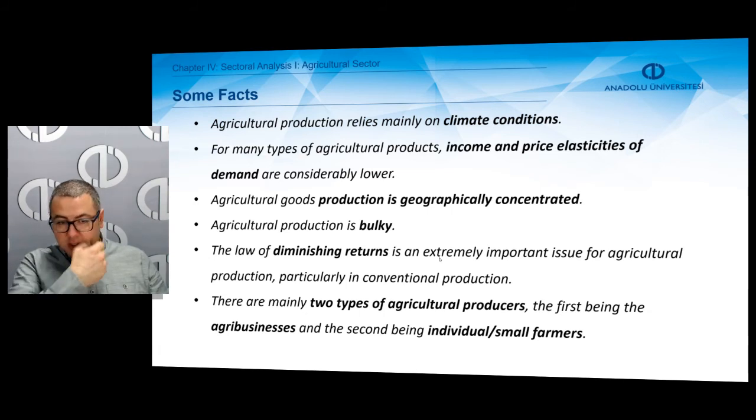And there are mainly two types of agricultural producers. The first one being agribusinesses. These are larger producers, and they are actually firms operating in the agricultural sector. And the second type of producer is the small producer, small farmers, who work and produce their goods individually.